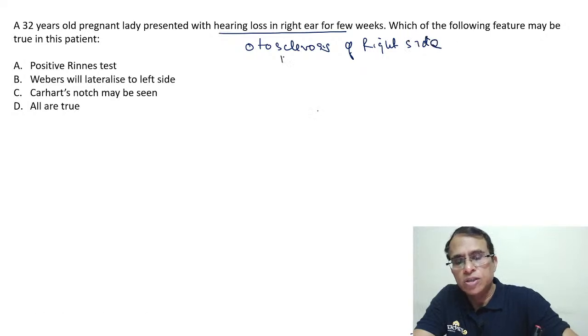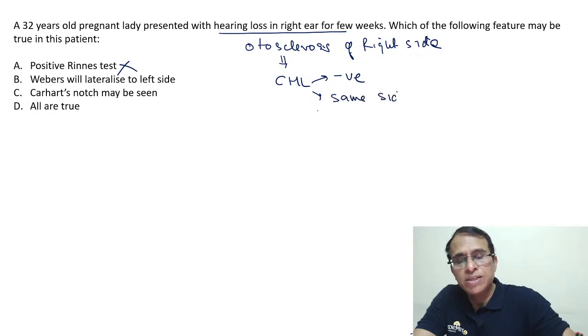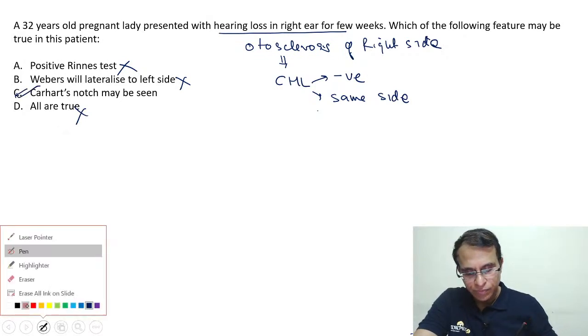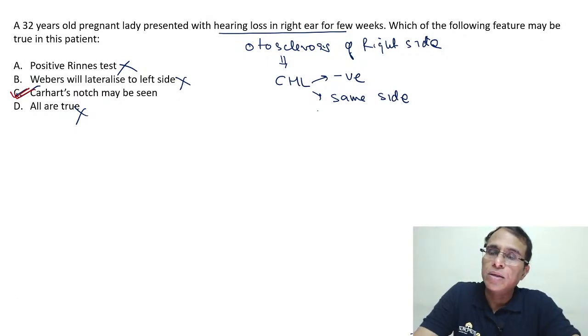In otosclerosis, the patient has conductive hearing loss. In conductive hearing loss, Rinne's test is negative, so this is not true. And Weber's lateralizes to the same side, so it should be the right side, not the left side. So this cannot be true. Carhart's notch is the correct answer. So C is the correct answer. Most of you got it correct, isn't it?